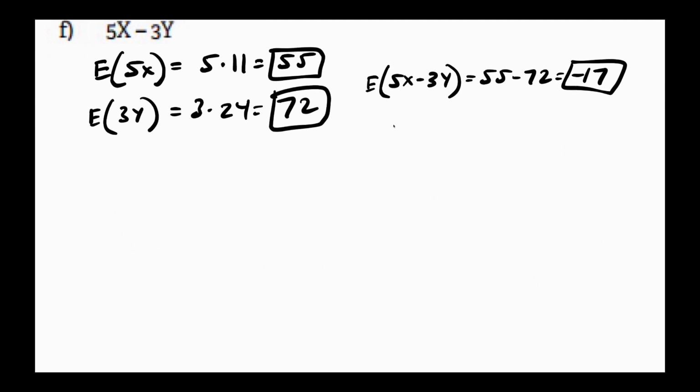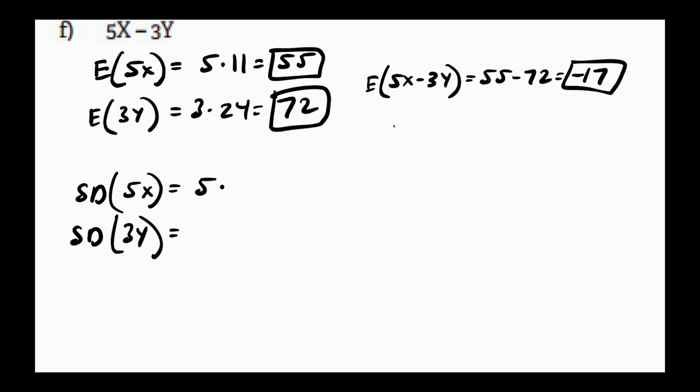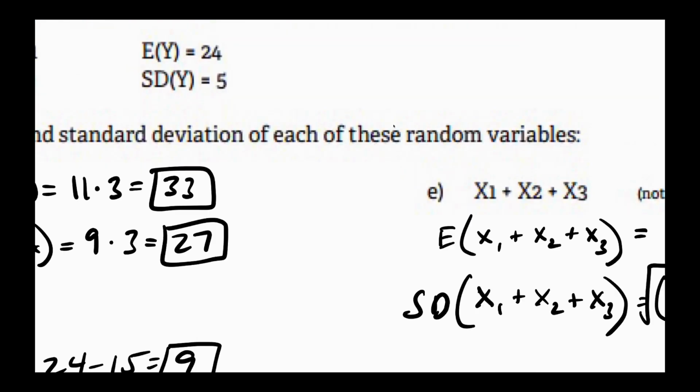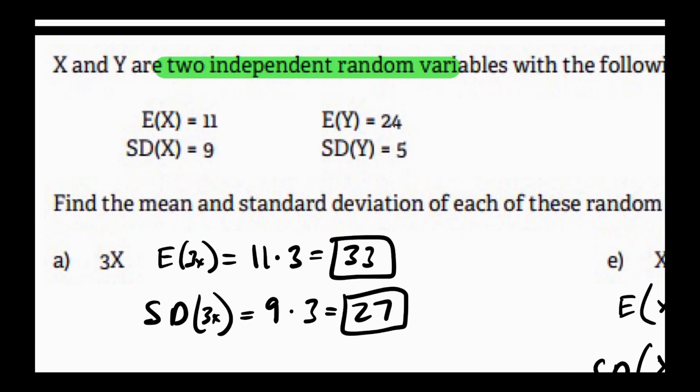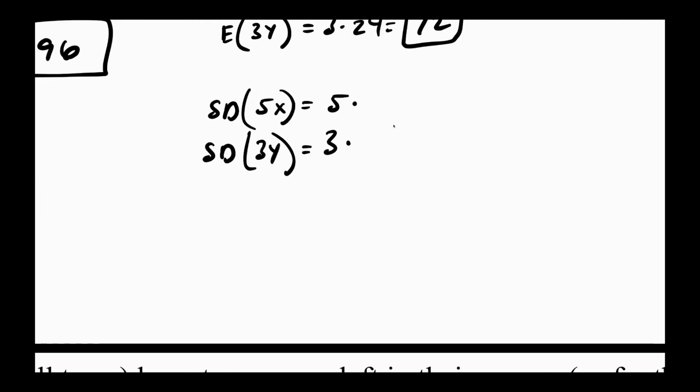Now I have to do that same process, but with standard deviation. The standard deviation of 5x is 5 times the standard deviation. The standard deviation of 3y is 3 times whatever the standard deviation was. So for x, the standard deviation was 9, y was 5. So I get 45 for this standard deviation, 15 for this standard deviation.